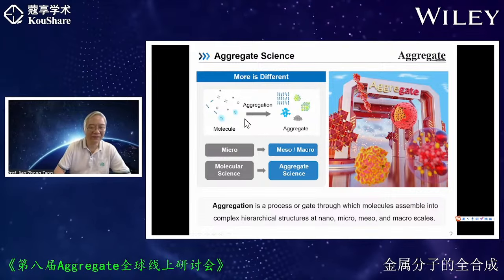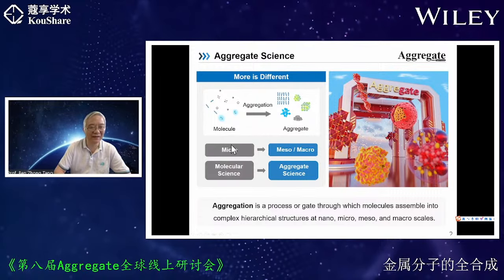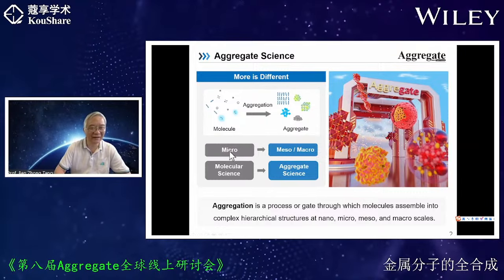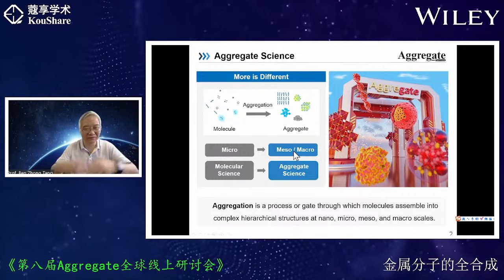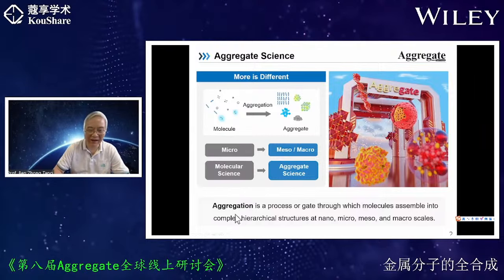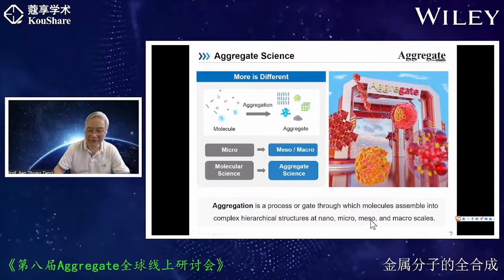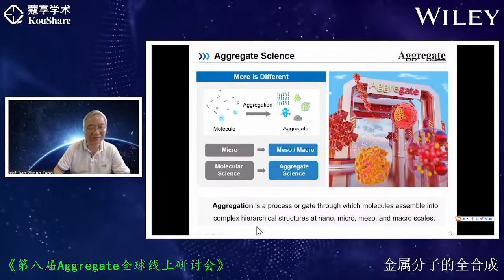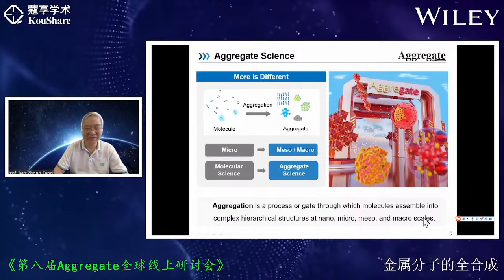In another sense, it's probably time to think about a paradigm shift from small, tiny, microscopic molecules to meso or even micro, very big aggregates. So what is aggregation? Aggregation is a process through which molecules assemble into complex hierarchical structures at the nano, micro, meso, or macro scales.